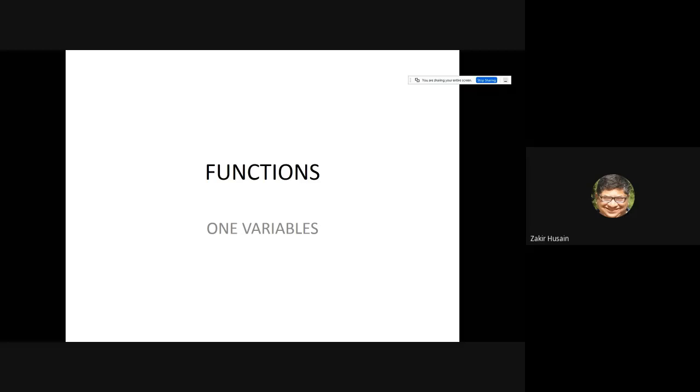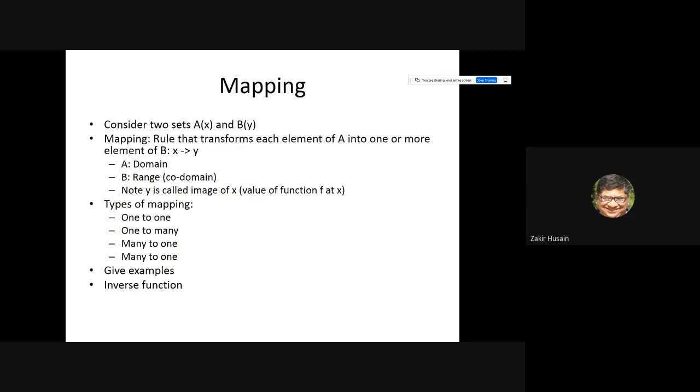Now we come to the next part, which is functions. Functions can be of one variable or of multiple variables. But in the first semester, we are going to focus on functions with one variable. So we have two sets, A and B. The members of A are supposed to be given by x1, x2, x3, and so on. And B is given by y1, y2, and so on.